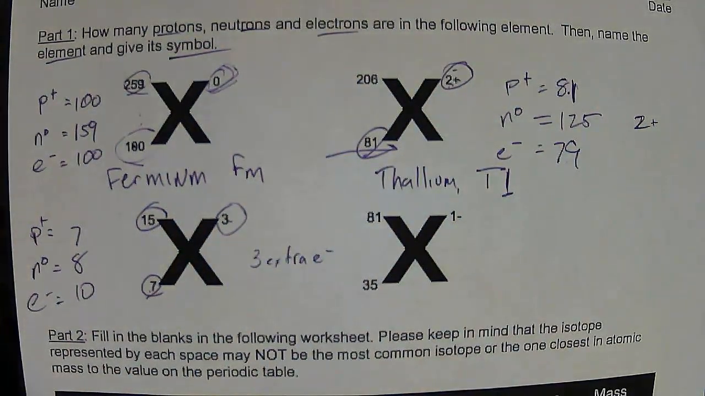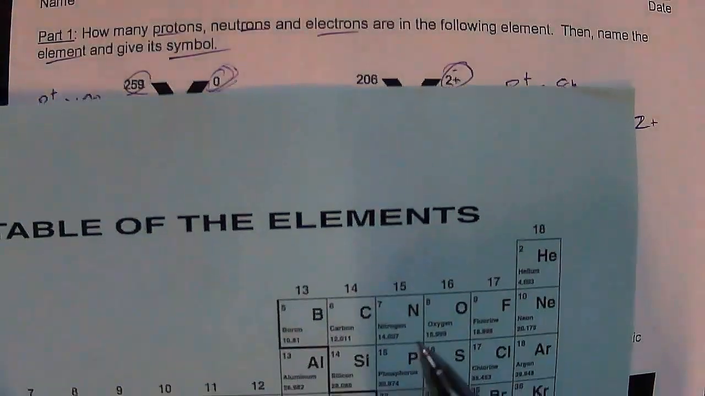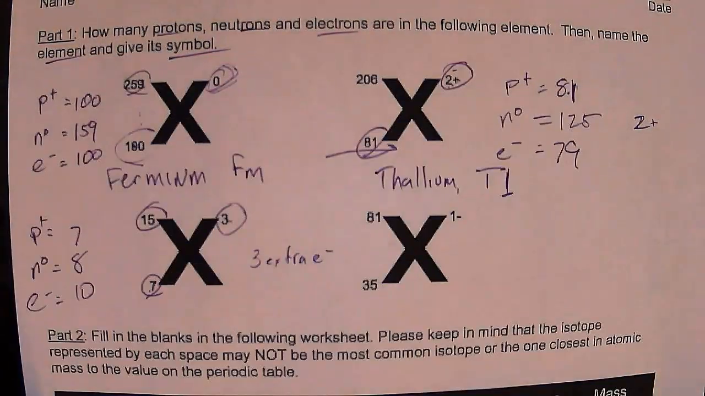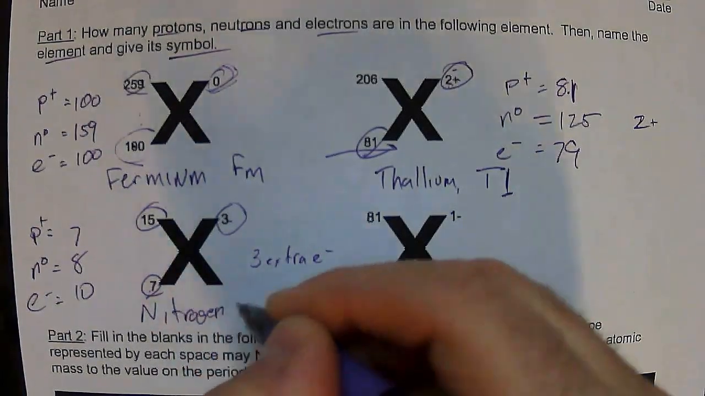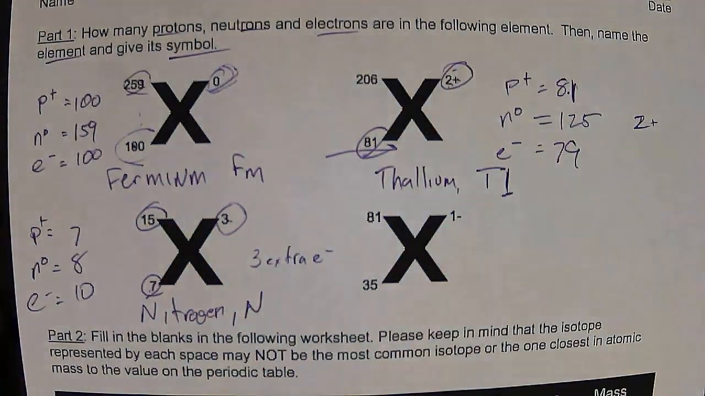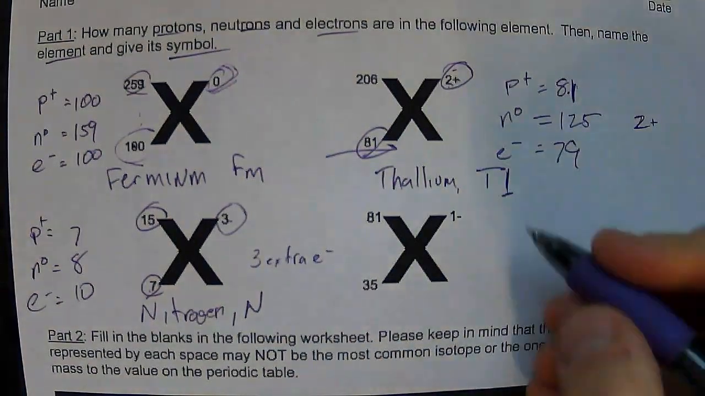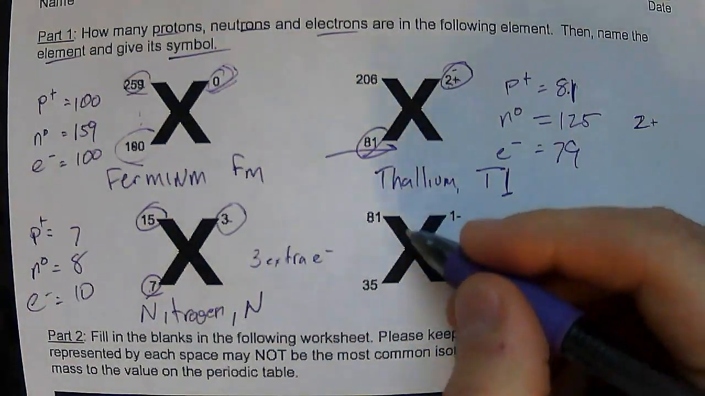Then element number 7, pull out the periodic table again. And so that's going to be nitrogen, a common element, the most common element in air. Its symbol is N. And then last, but certainly not least, is this guy.